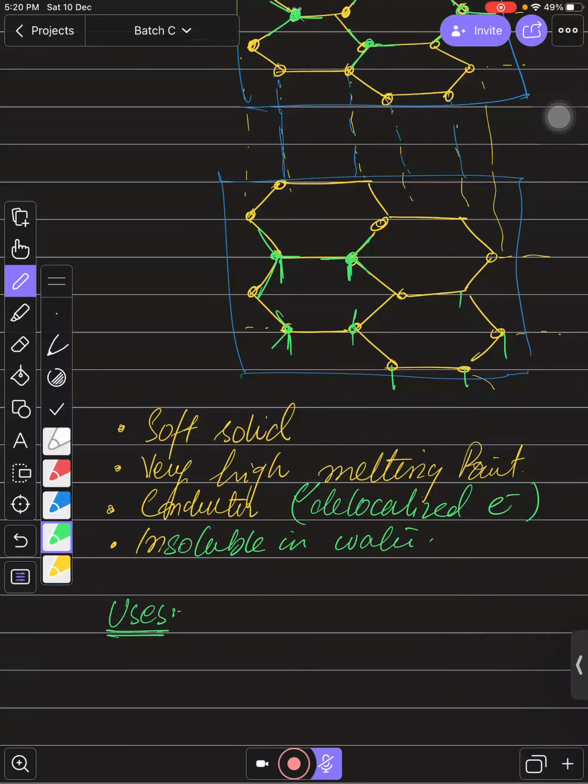But right now in your syllabus we just have a comparison of ionic compounds and giant covalent structures. We don't need to compare 2 giant covalent structures together.